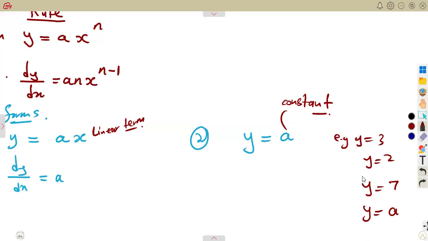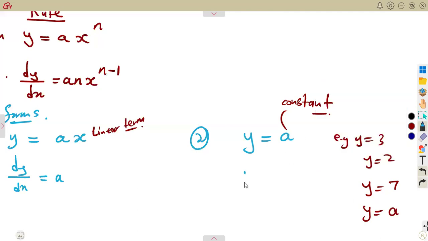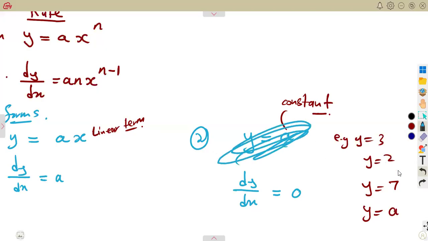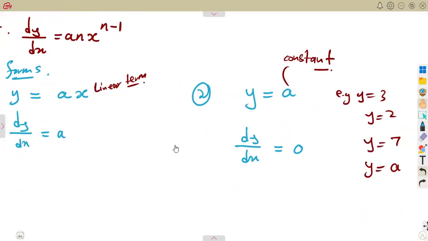Y is equal to b. There is no x there. Whenever you have such a condition where y is equivalent to a constant, a number, the derivative of y with respect to x in that condition is a 0. Meaning to say, if I'm given y is equal to 3, the derivative there is a 0. All these constants, the derivative will be equal to a 0. So I'm not going to waste much time on that.